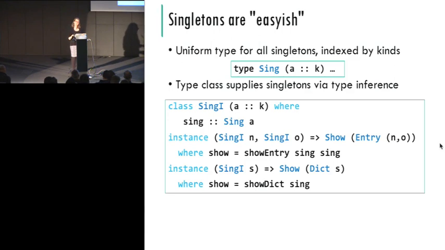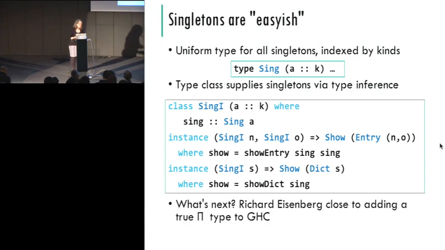Now, of course, there still is a little bit of friction, but I will say that the end is in sight. It's actually not impossible to imagine that Haskell could have a pi type very soon. Richard Eisenberg, my student who graduated just recently, his dissertation exactly describes what we need to do to add a real pi type to Haskell. And the semantics of that pi type, we know what those are. They come directly from how we've been using singletons in this language.